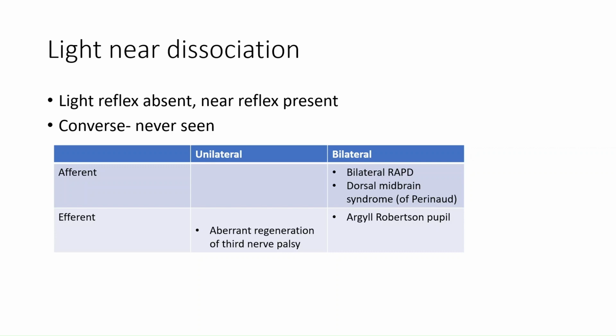What are the causes for these? Bilateral RAPD, in the sense there is no vision in both eyes. So obviously there will be no light reflex, but there will be an intact accommodation or a near reflex. So bilateral RAPD or APD. Dorsal midbrain syndrome of Parinaud. It's usually caused due to pinealomas in which there is affection of the dorsal midbrain.